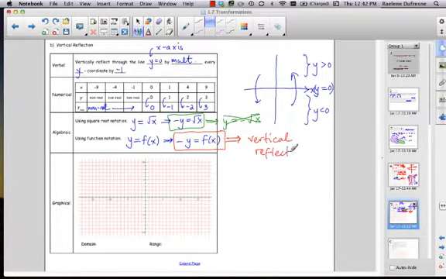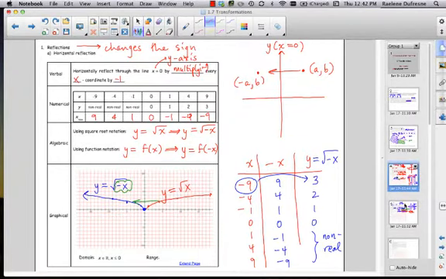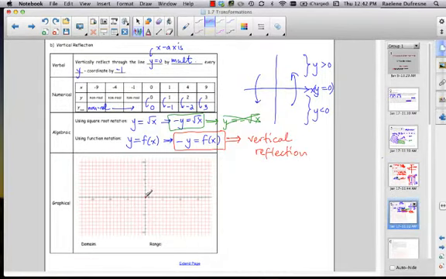So we can still plot our original curve. I used the red for the original before. I will continue to use red for the original curve. And you should be getting very fast at the ordered pairs. So this is the original curve, y equals the square root of x.